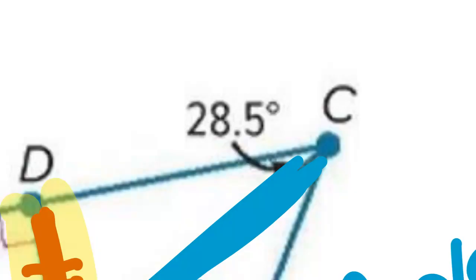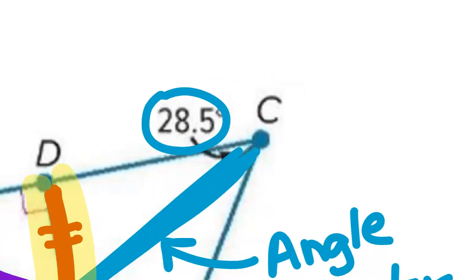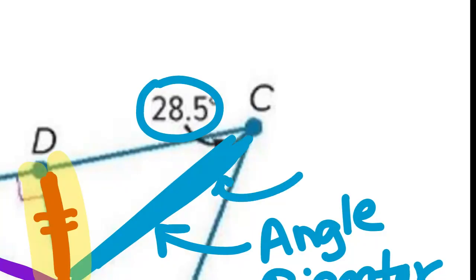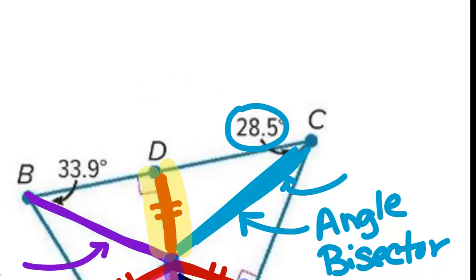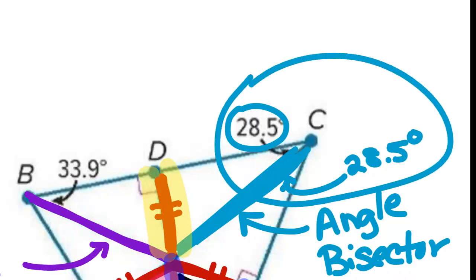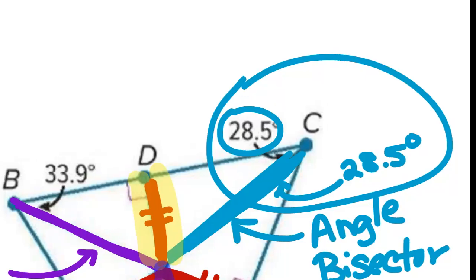So up here, when I look at this angle, I see this little side is 28.5. So if that little side there is 28.5, how big is this angle right next to it? 28.5. So that means this whole angle up here is how big? If this one's 28.5 and this one's 28.5, how big's the whole thing? 57 degrees.